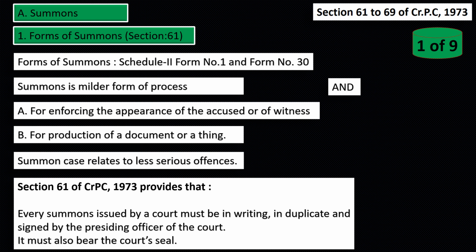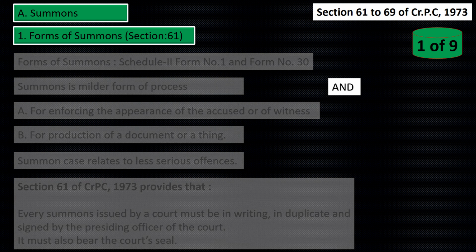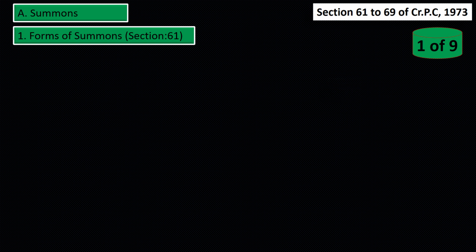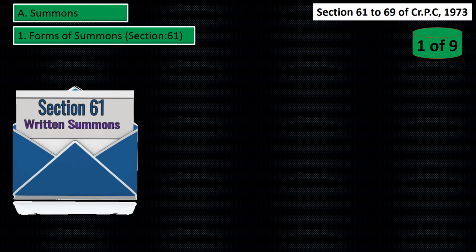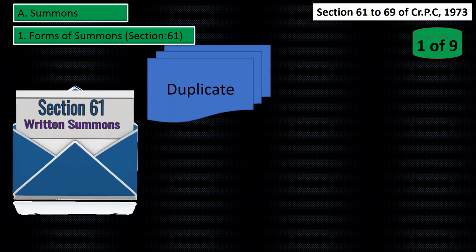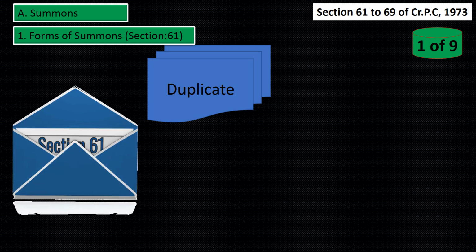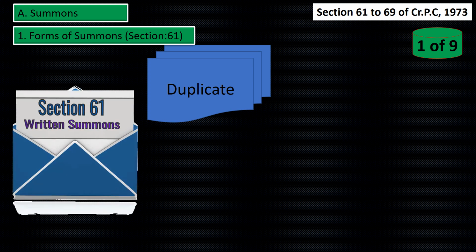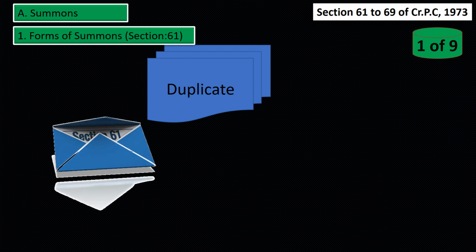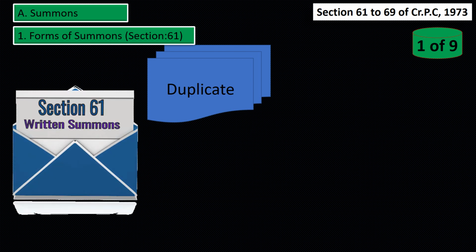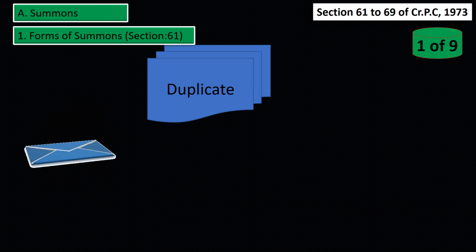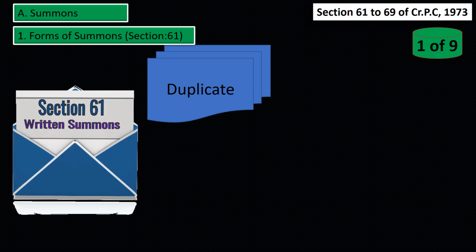This is a very important part, so never forget it regarding summons. It must be in writing. Section 61 says that summons must be written. It must be in duplicate. That's why one summons is taken and receiving is taken on the other one. One you give to the person who is being summoned to the court. The notice of summons is given in duplicate.